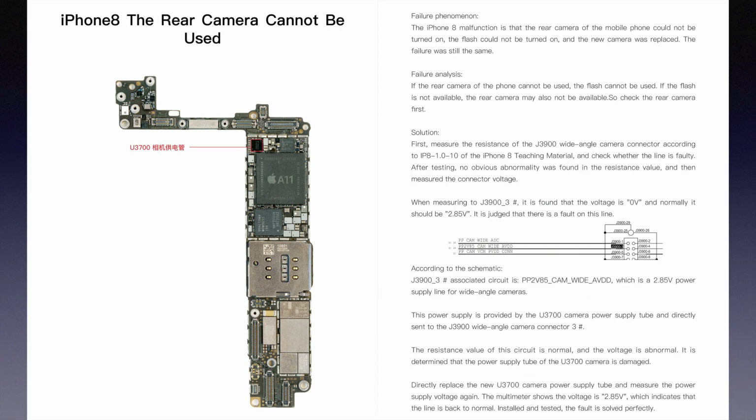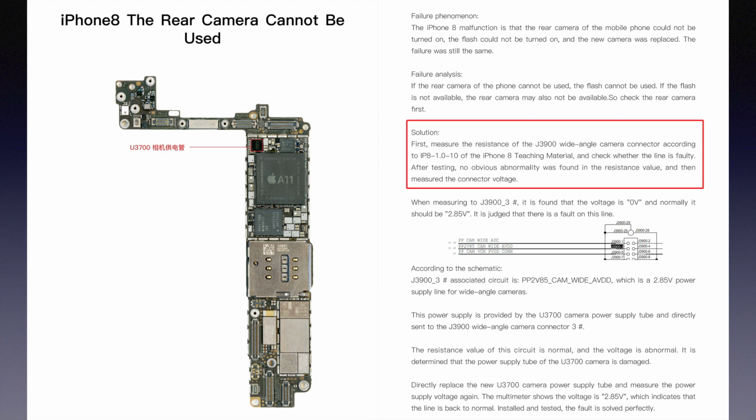Case 2. iPhone 8 the rear camera cannot be used. This case about the iPhone 8 malfunction is that the rear camera of the mobile phone could not be turned on. The flash could not be turned on, and the new camera was replaced. The failure was still the same. The analysis is, if the rear camera of the phone cannot be used, the flash cannot be used. If the flash is not available, the rear camera may also not be available. So, check the rear camera first.